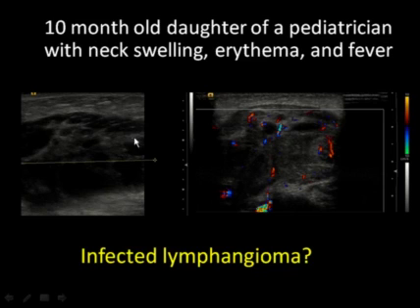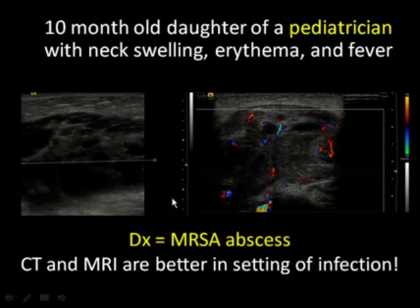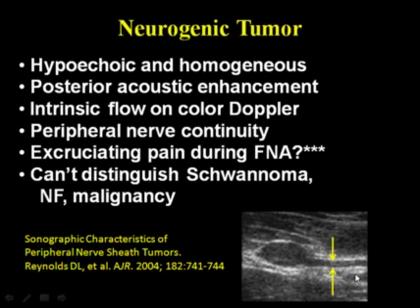This is a case of a 10-month-old daughter of a pediatrician who had neck swelling and this complex cystic mass. There was actually some color flow in these areas, which we thought may have represented thickened septations. We gave a rather large differential diagnosis, but wondered if it was an infected lymphangioma, and this actually was aspirated and came back as MRSA abscess. Again, CT and MRI are better in the clinical setting of infection.